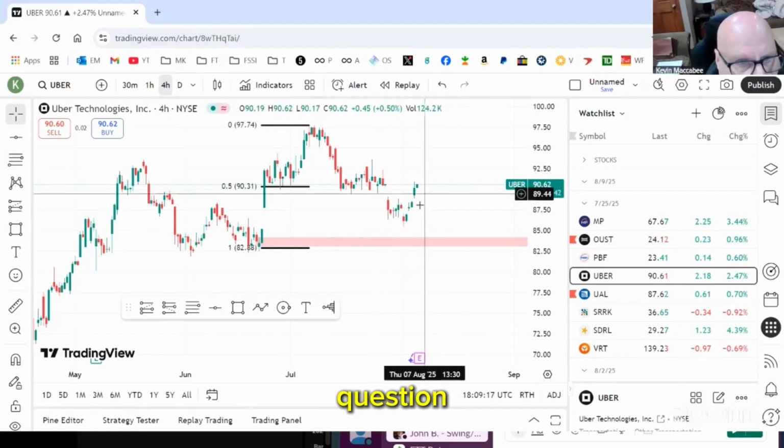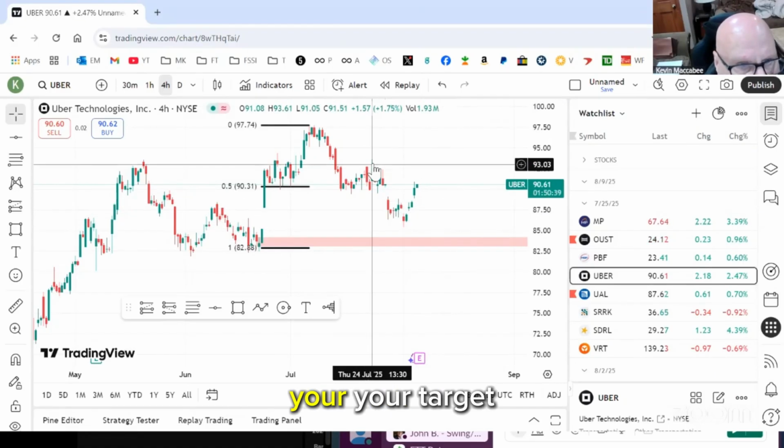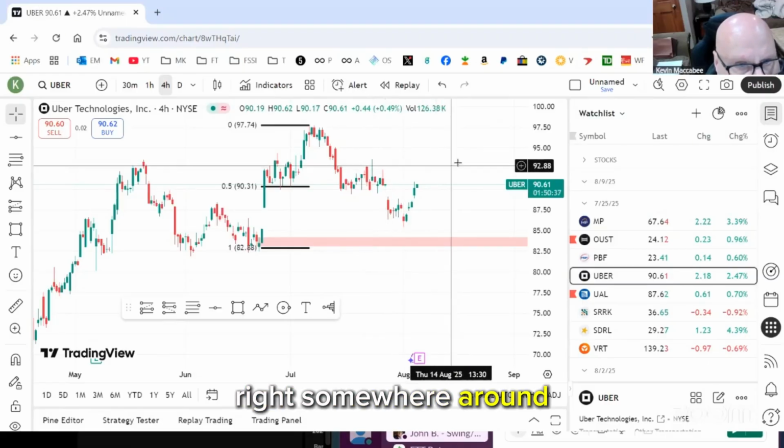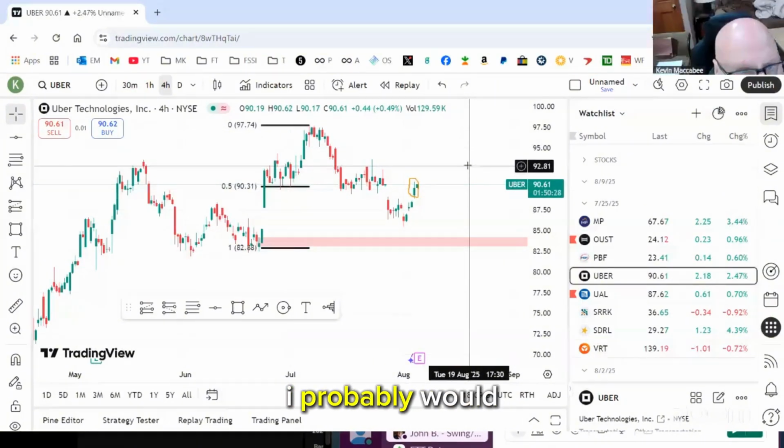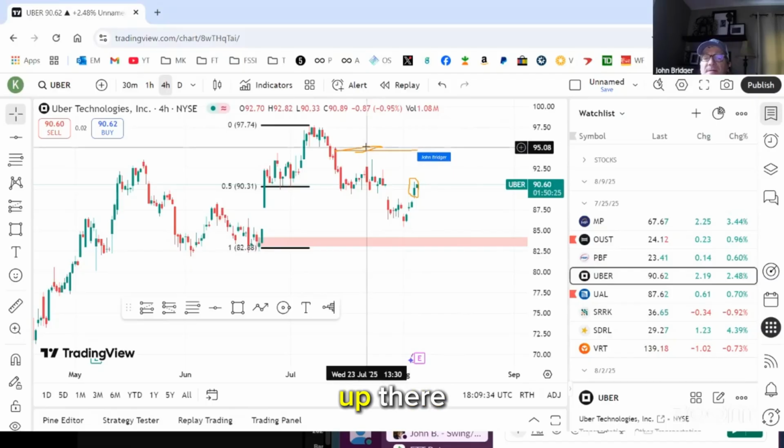Now let me ask you a question on this trade. If you would have got in here, your target would have been somewhere around there, right? Let's say you got in at this candle here. To make my risk reward worth it, I probably would have targeted that zone up there.